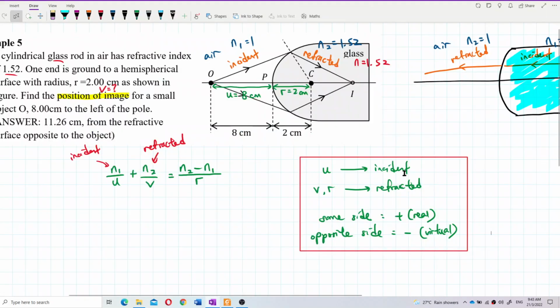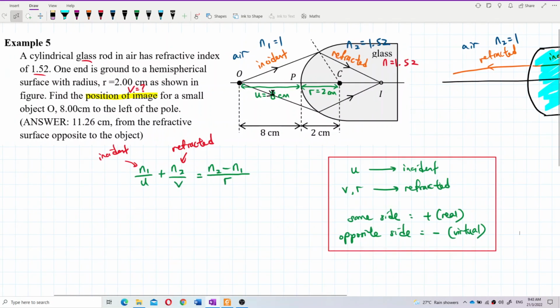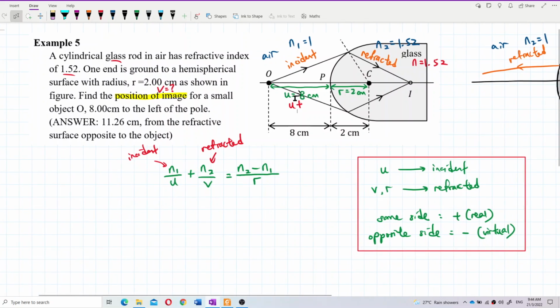So first we look at the object distance. This object distance compares with the incident ray. Is the object distance on the same side as the incident ray? Same side. So this one should be U positive, positive 8 centimeter. And then how about the V? We need to find V. We don't know yet. But we have the radius.